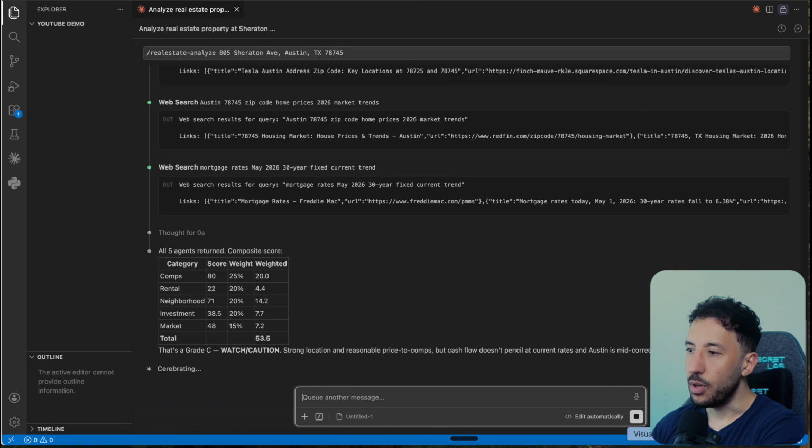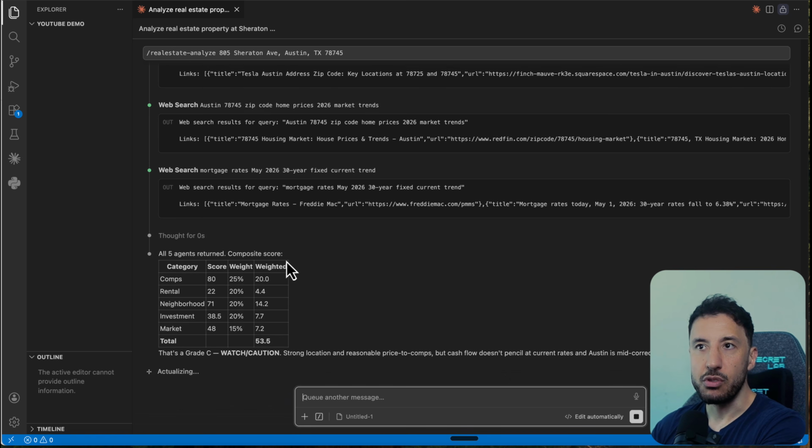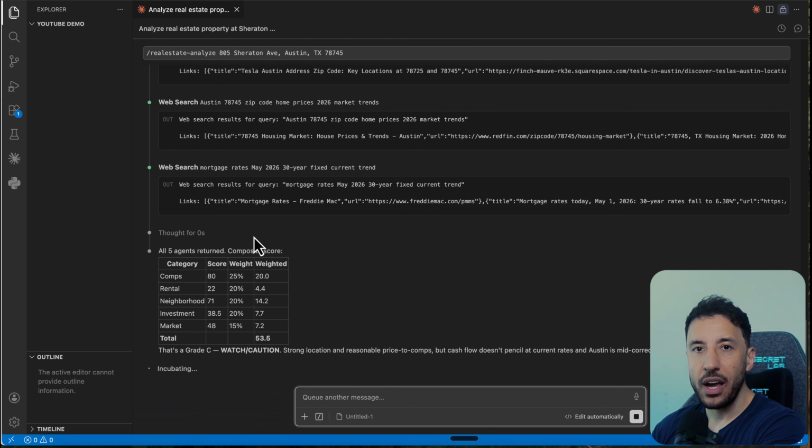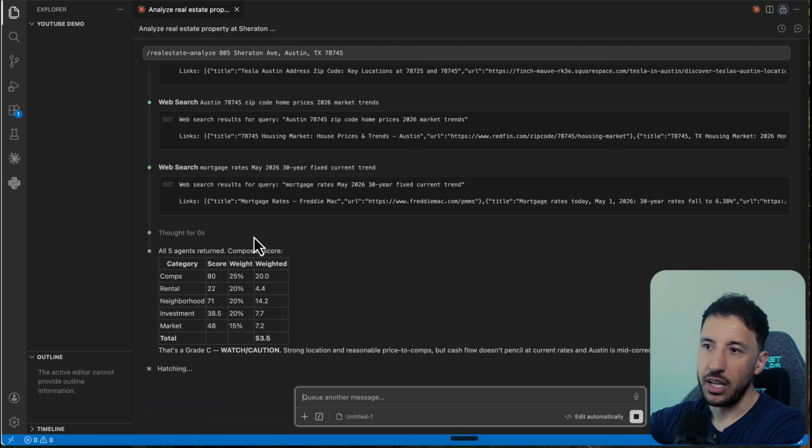So now if we go back to our Visual Studio Code, so there you go. It says all 5 agents return composite score. So all 5 agents got completed. It went through and did everything it had to. And now the third part is just running the report to make sure that it gives us a nice little outcome. And by the way, the results of this is going to be a markdown file. But like I mentioned before, we're going to run another command, which is that PDF generator. So that way we can see it in a nice PDF format, and it's very, very easily absorbable versus just looking at the Visual Studio Code markdown file.